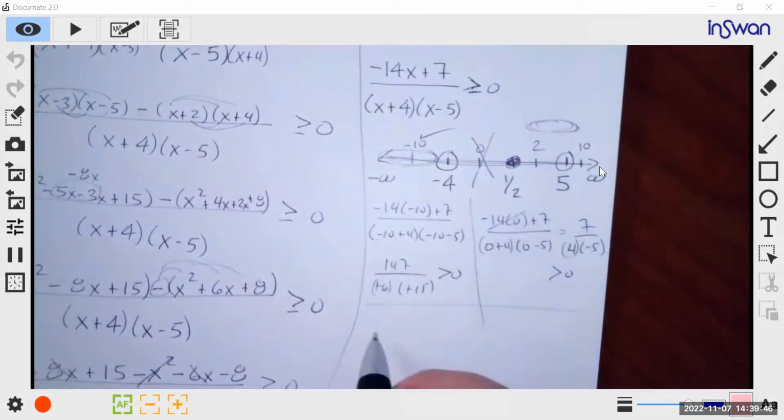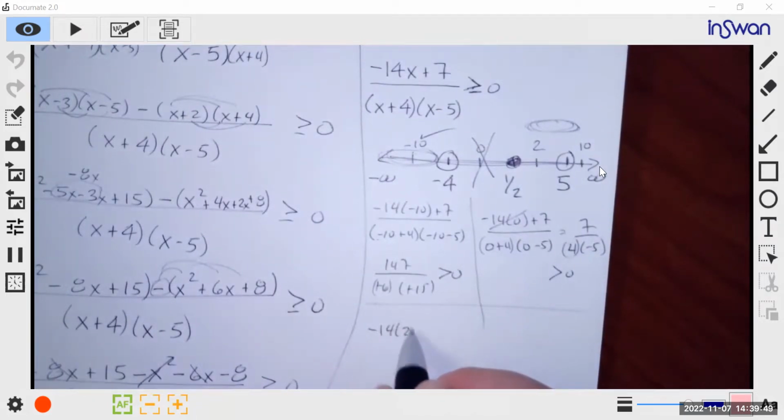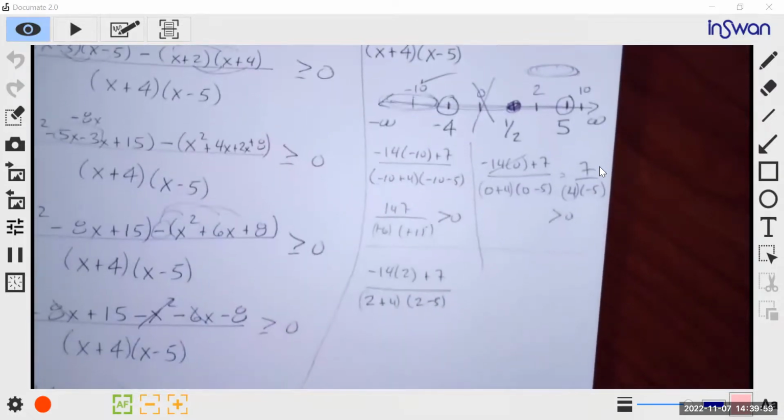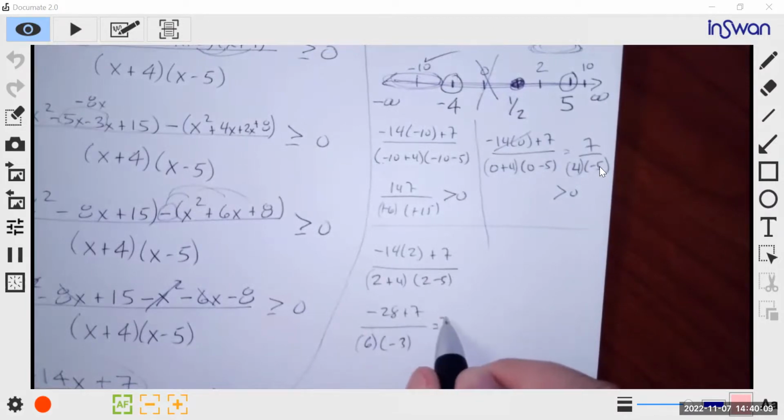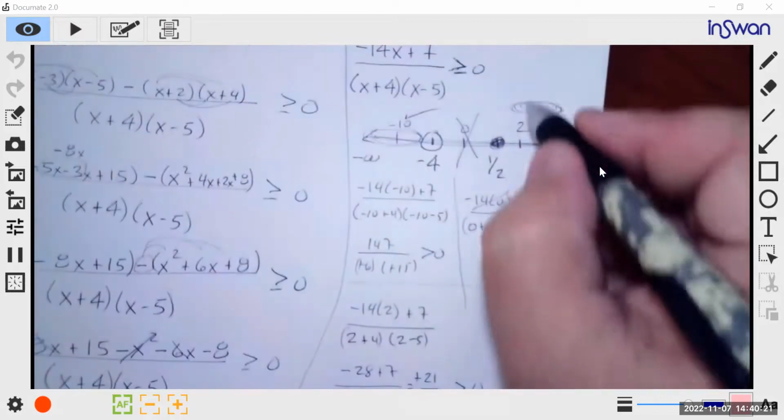Let's try positive 2. Negative 14 times 2 plus 7, over 2 plus 4, 2 minus 5. Negative 28 plus 7 is negative 21, over 6 times negative 3. Positive, since the two negatives cancel. So it's positive, greater than 0. So it works.